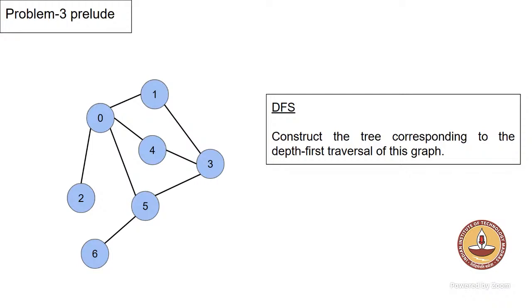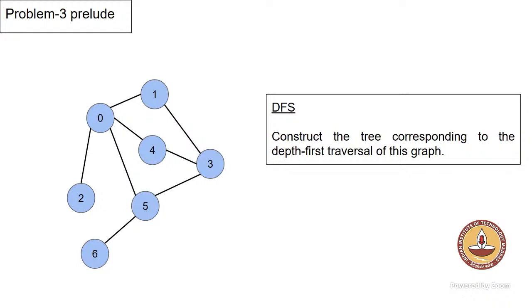Can anyone tell? From 4, we will go to 0. Yes, 4 is connected to 0 and 3, but we'll go to the smaller number first, so we go to 0. 0 is connected to 2, 5, 4, 1. 4 is already visited, so we go to 1. Then 1 is connected to 0 and 3. Since 0 is already visited, we go to 3.